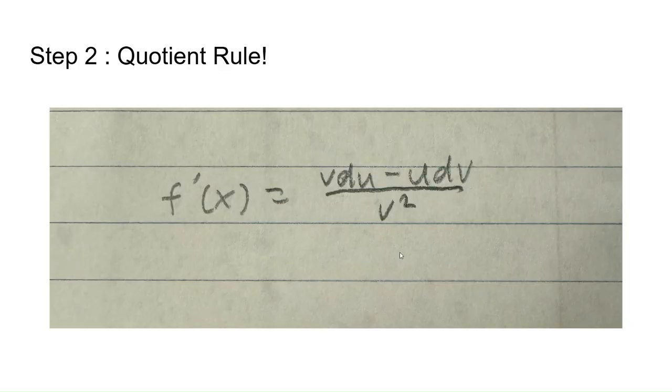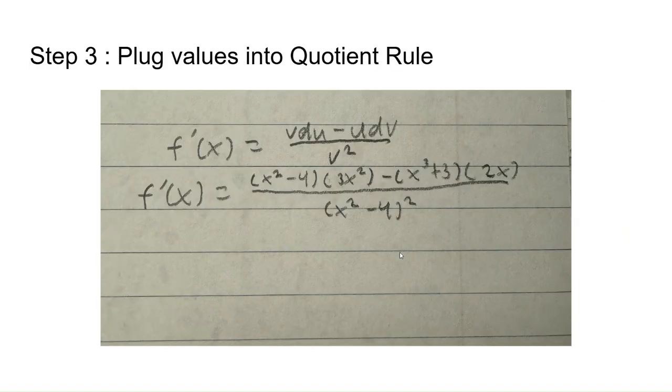Our second step would be to plug this all back into the quotient rule, which is v du minus u dv all over v squared. So plugging all these values back into the quotient rule, we would find that f prime of x equals x squared minus 4, which is our v, times 3x squared, which is our du, minus x cubed plus 3, which is our u, times 2x, which is our dv. And this would all be over x squared minus 4 squared, which is our v squared.